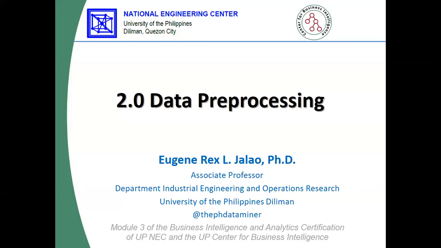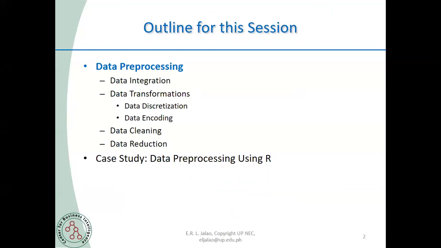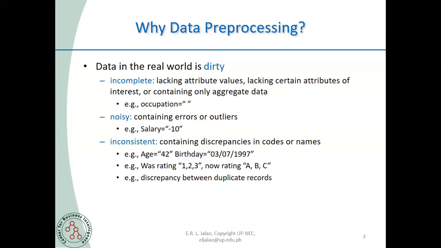Our next topic, next to the CRISP-DM topic, is all about data preprocessing. Data preprocessing contains data integration, data transformation, data cleaning, and data reduction. Why do we need data preprocessing? It says here that data in the real world is dirty. It is also incomplete, noisy, and inconsistent. That's why we need data preprocessing.